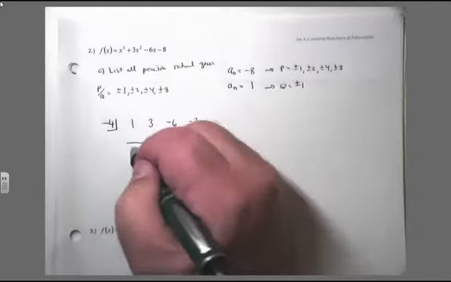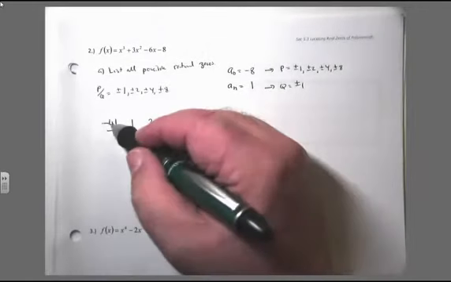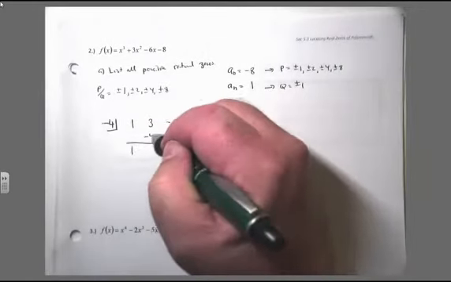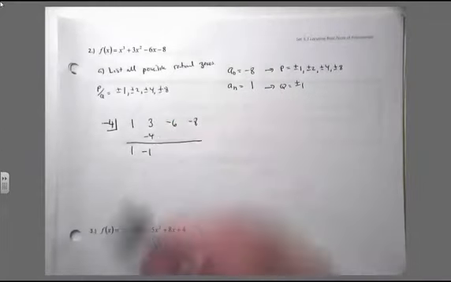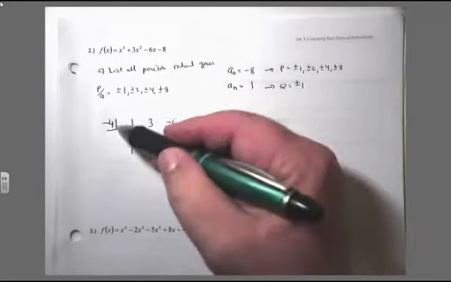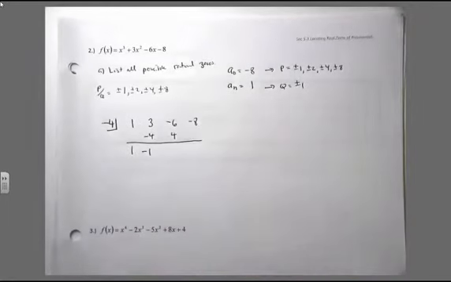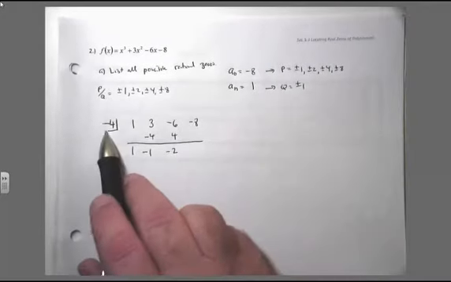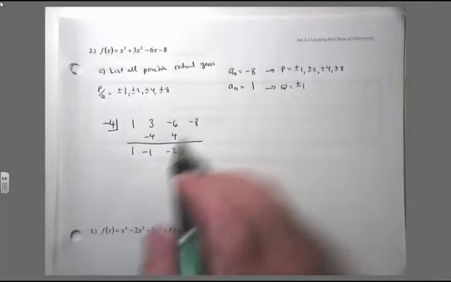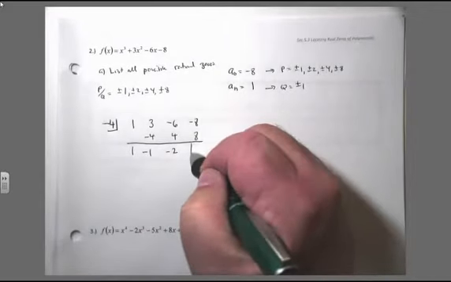You bring down your first number, and below the line, you multiply. -4 times 1 is -4. Above the line, you add. 3 minus 4 is -1. Below the line, you multiply. -4 times -1 is +4. Above the line, you add. -6 plus 4 is -2. Below the line, multiply. -4 times -2 is +8. And then above the line, you add. -8 plus 8 is 0.